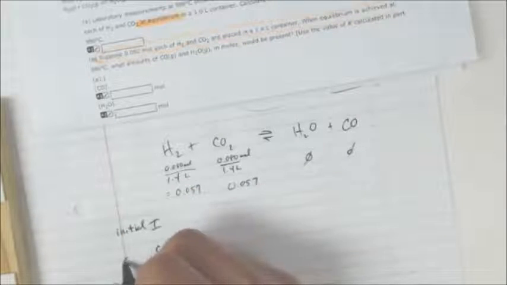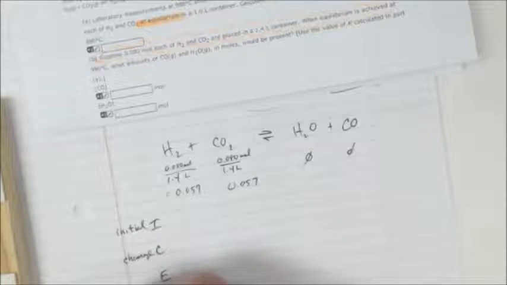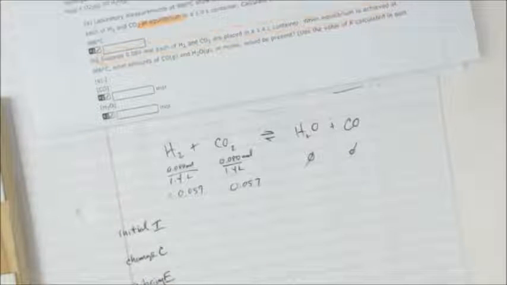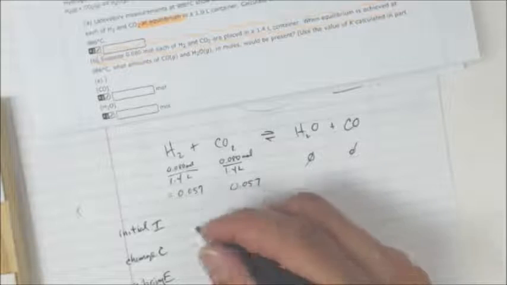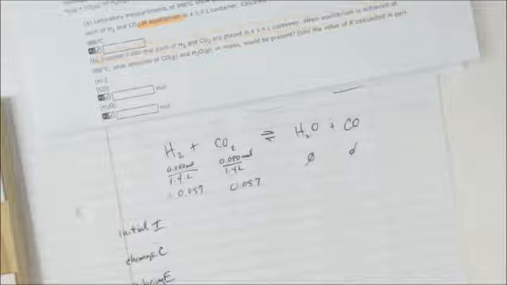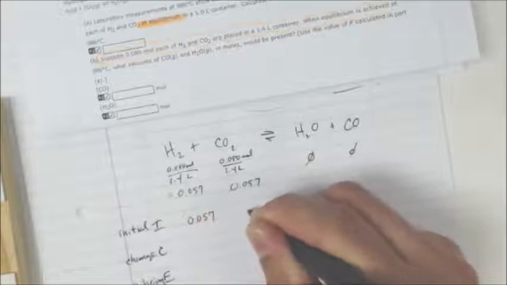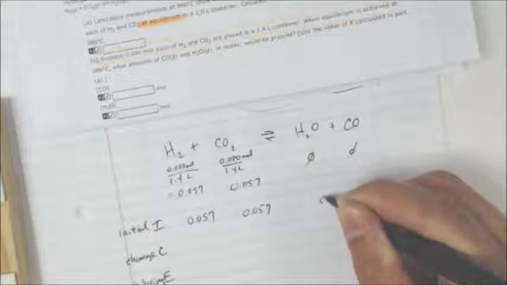And the C stands for change. And the E stands for the chapter title here, equilibrium. So initial, change, and equilibrium. The initial amount we just calculated right here. Normally this would be right up underneath the equation, but I had to do a little bit of preliminary calculation work. So this is going to be 0.057. This would be 0.057. And this is 0 and 0.